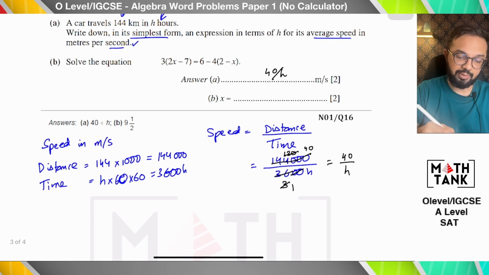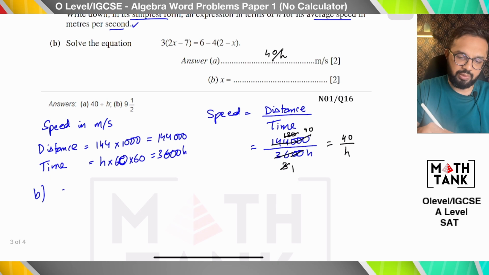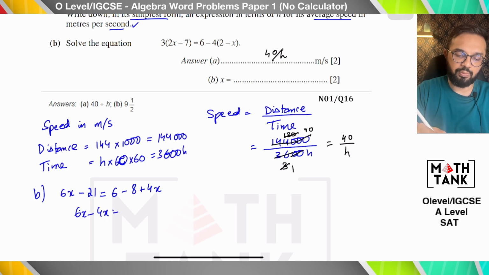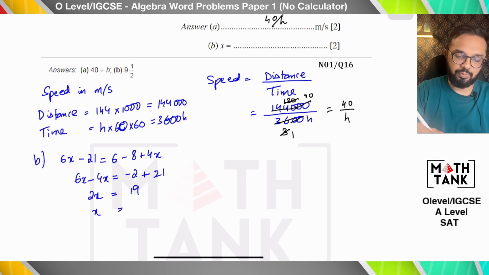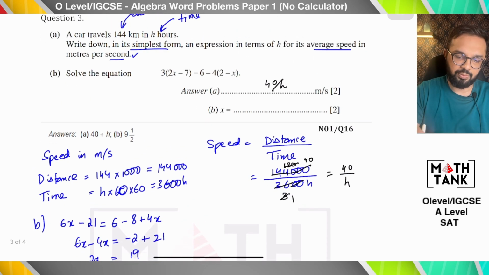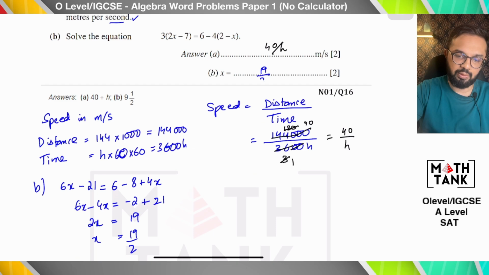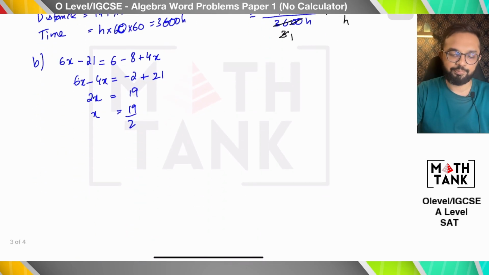Okay, since I don't have a calculator, I need to do this manually. Solve the equation. I think that's simple. Let's start writing down. 3 into 2x is 6x minus 21 equals 6 minus 8 plus 4x. So I get 6x minus 4x equals minus 2 plus 21. 2x equals 19. x equals 19 over 2. Since there's no restriction, I can just write 19 over 2. And that's an absolutely fine answer.